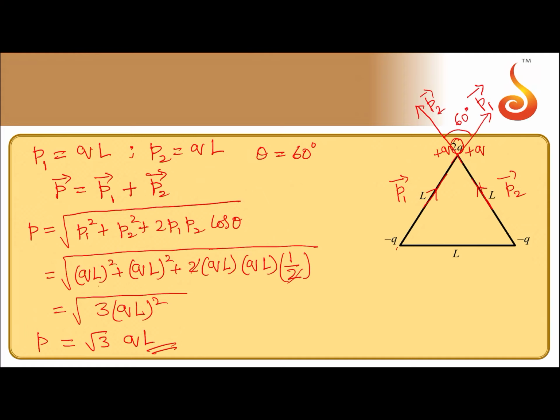Coming to the direction of this, the direction will be along the angular bisector. It will be this way. Both are equal in magnitude and it will be acting at 30 degrees to each of them. So this will be the resultant dipole moment. Magnitude is root 3 QL. The direction is vertically upwards in the diagram.